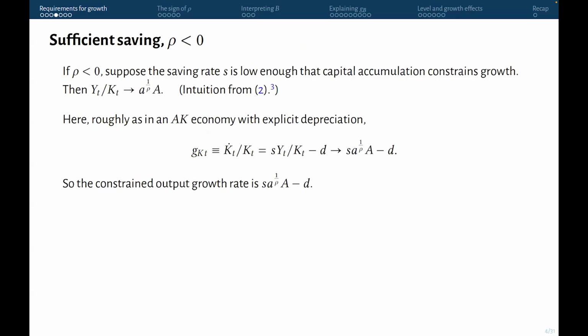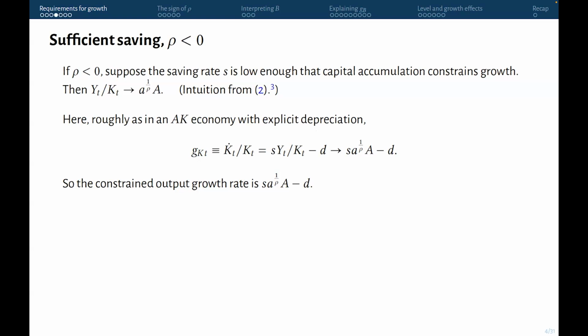So now we can ask how high the savings rate has to be to make it the case, in the gross complements case, that the constraint is not a lack of capital but a lack of labor augmenting technology. How much saving does there have to be? To answer that, let's suppose the savings rate is low enough that we're in the regime where a lack of capital accumulation is the constraint on growth.